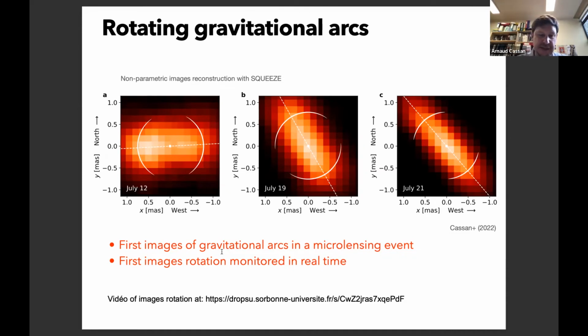There has been a previous interferometric measurement of a microlensing event, but only closure phases could be used, and we show later that even in this case you get very good results. But here, we were really able to reconstruct for the first time the arcs of a microlensing event, and these images are rotating, which is the only case in any microlensing event where you see the image rotating. So it's really nice.